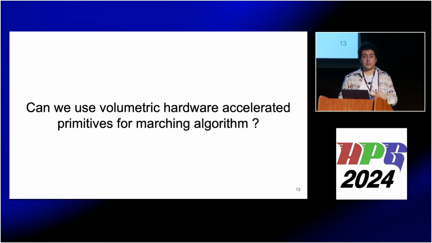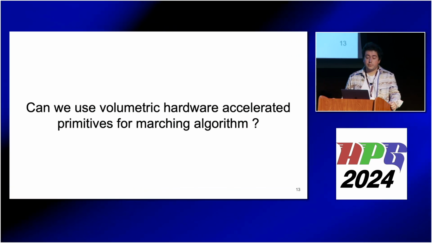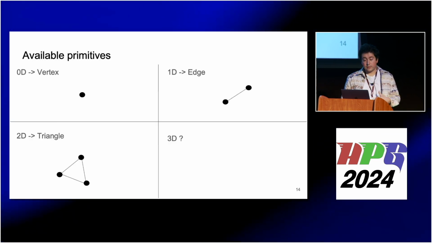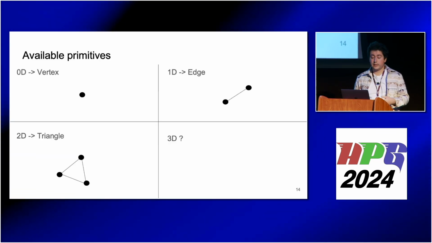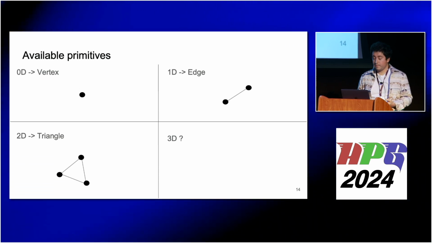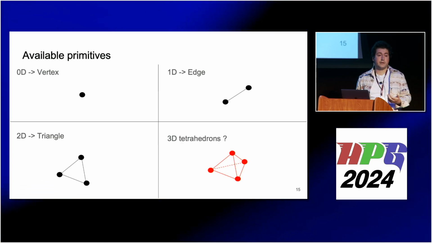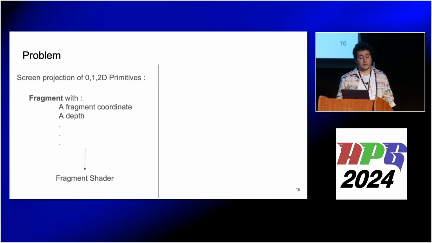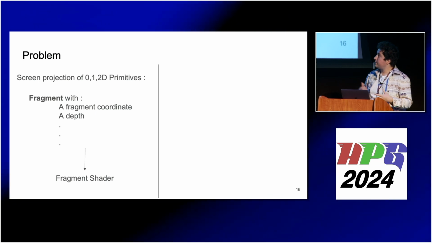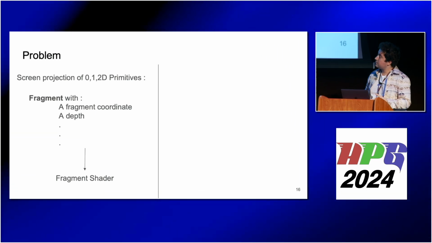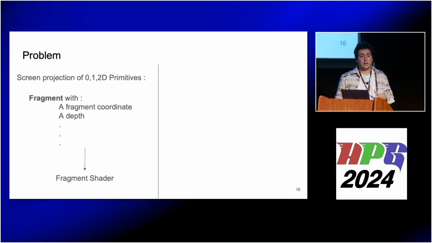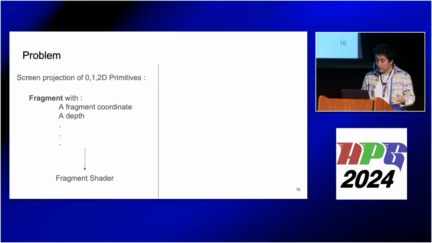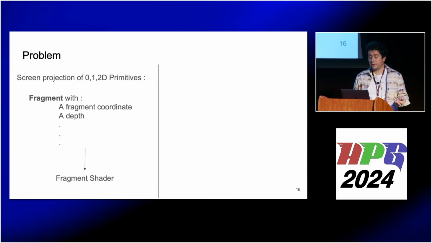So the question I wanted to ask during this work was, can we use volumetric hardware accelerated primitives in the rasterization pipeline? If we look at what we have access to, we have vertices, edges, and triangles, but nothing in 3D. Ideally, we would like to have access to tetrahedra, but it's not the case. One of the reasons is that for simpler primitives, the screen space projection is always a fragment with a fragment coordinate, a depth, and all the attributes that come with it. This result is then sent to the fragment shader that does its work.